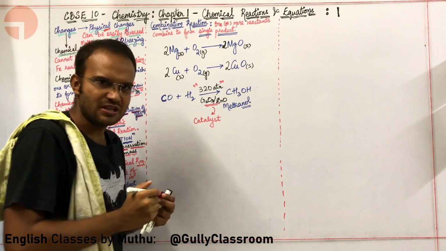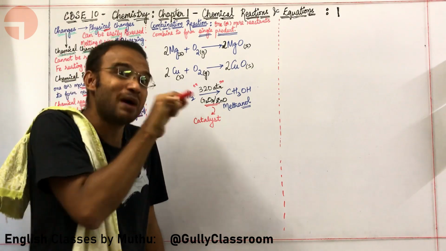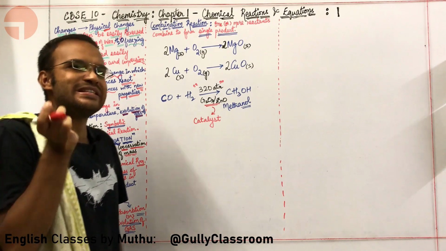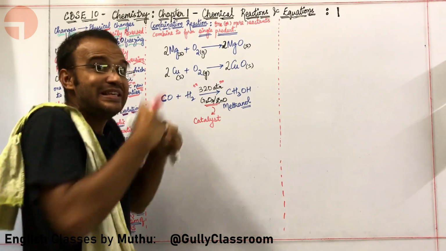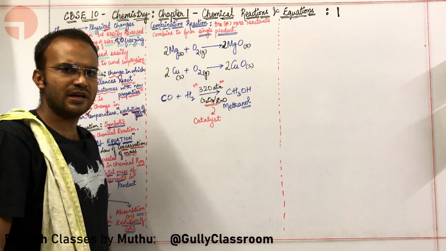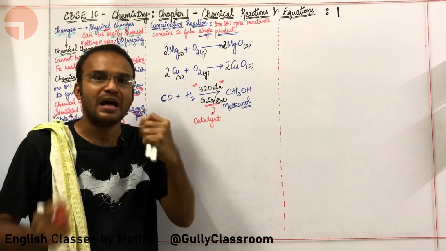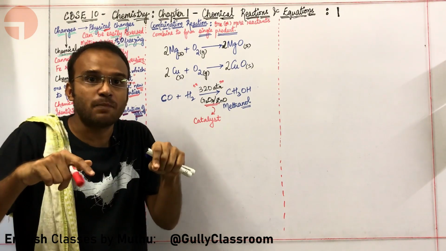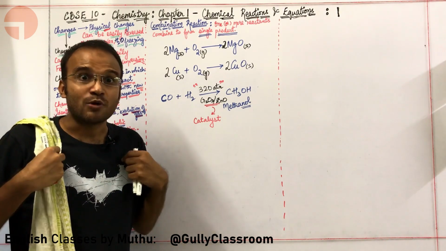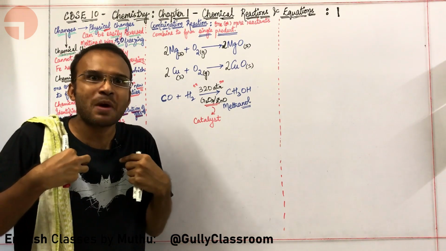Here, a catalyst is a substance which increases the rate of the reaction without actually participating in the reaction. Sir, give us a practical example for this. Okay, let me give you an example. I am not actually participating in studying with you. Am I right or wrong? I am right. I am not actually participating in your studies, but I am a catalyst.